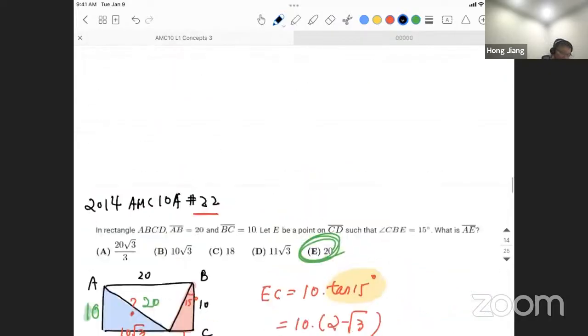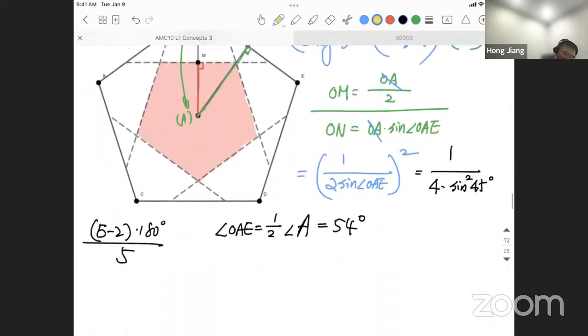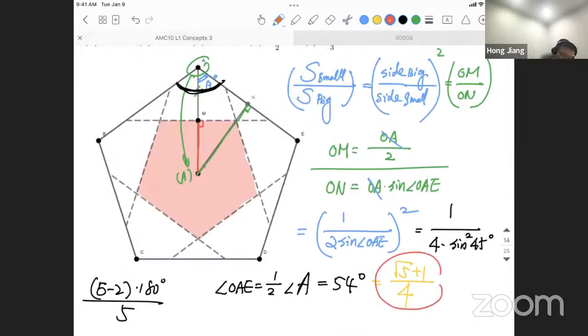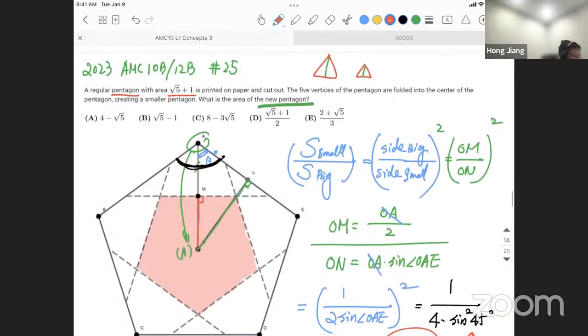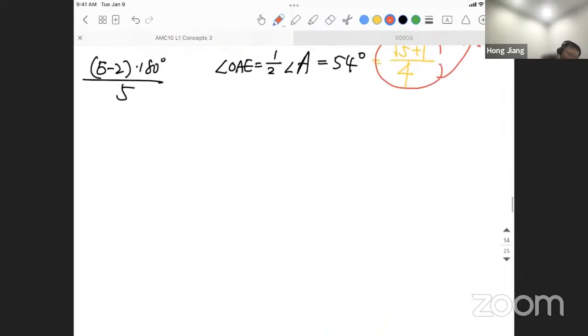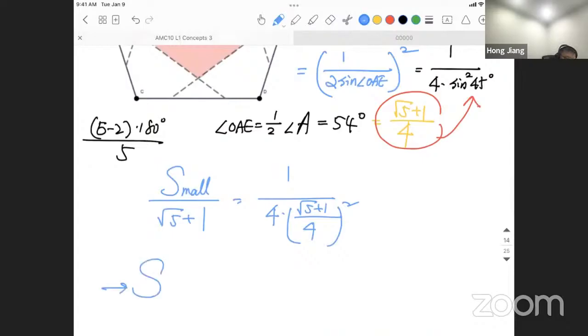Sine 54 degrees, we just told you, right? Sine 54 degrees is here: root 5 plus 1, divided by 4. So you plug in the value here. And what is the size of the smaller one? This is the regular one. This is root 5 plus 1. So now you have S small, root 5 plus 1, equals 1 over 4 times sine squared. You solve this, you get your value for the new small one. I don't really have the final answer here, but you just calculate it and you get what you need.